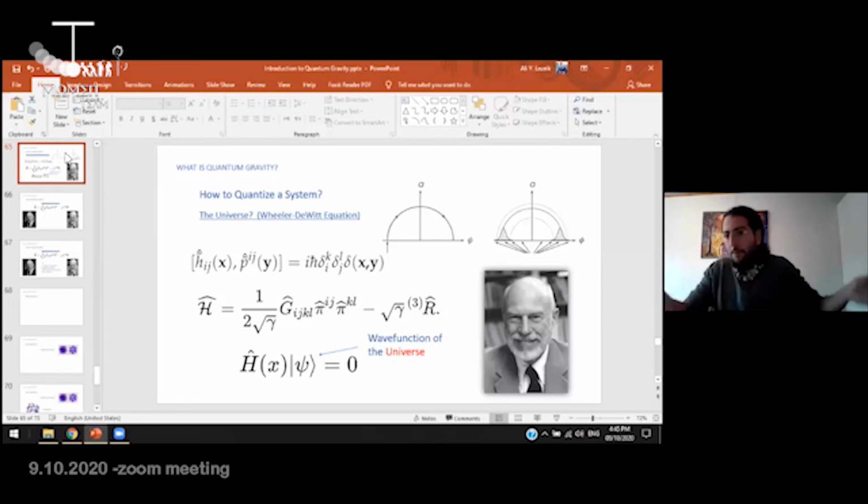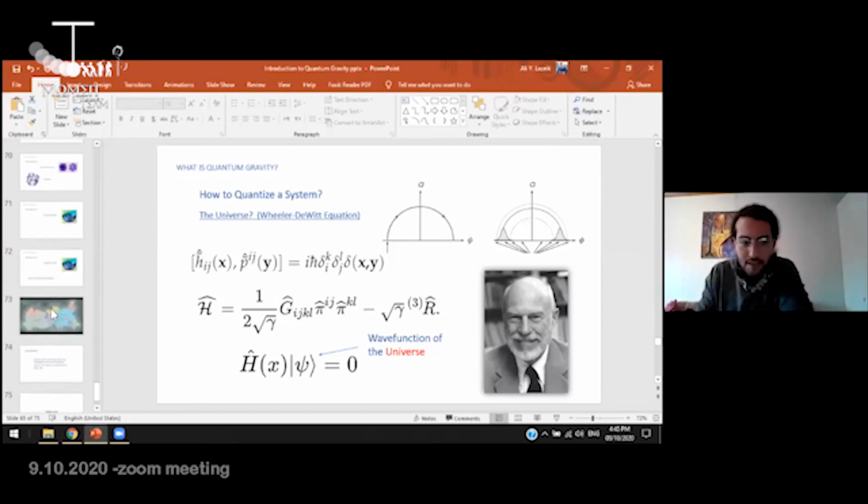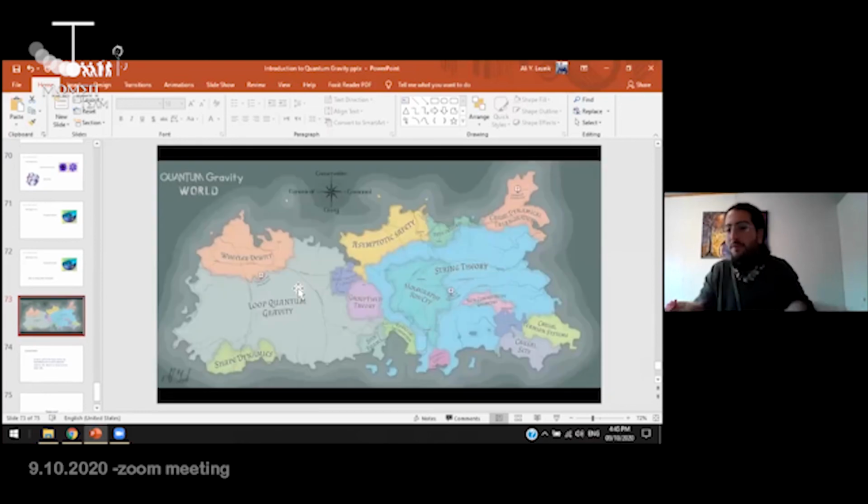But it's just a nice approach. As I said, as you see in this map, you have all different approaches. Everyone has to try them to really exhaust them, to know what the truth is, you know? Okay. Thank you. You're welcome.